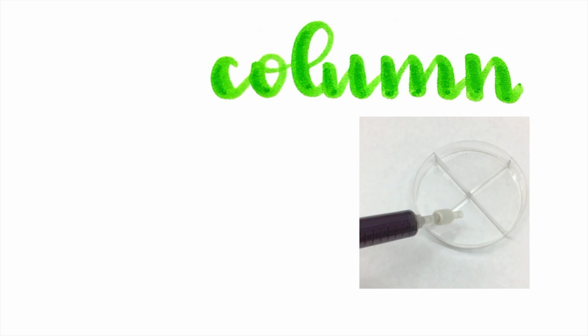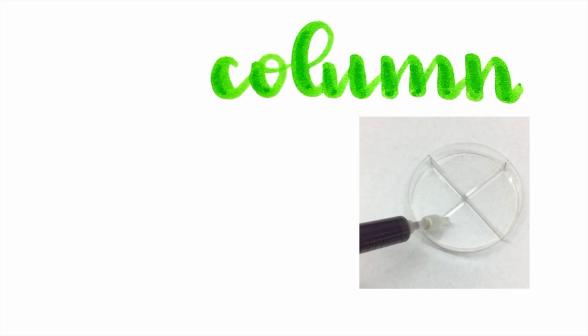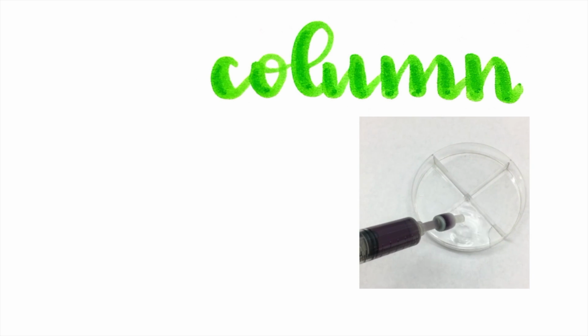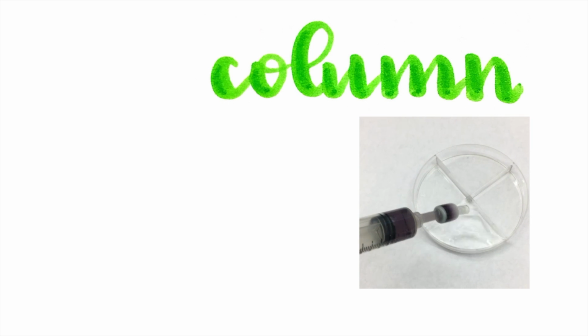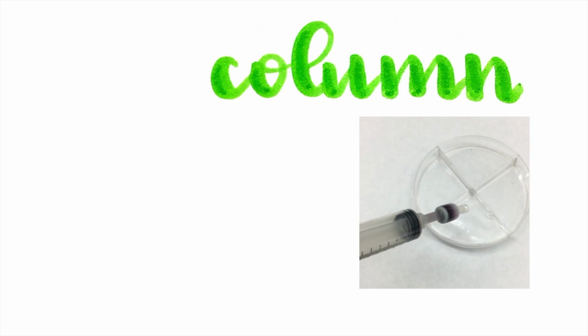Similar to paper chromatography, the individual components of a mixture in column chromatography separate based on their polarities. When the purple dye mixture, or Kool-Aid, is forced through the nonpolar C18 column, a colorless liquid came out and the nonpolar red and blue dyes stayed in the column.